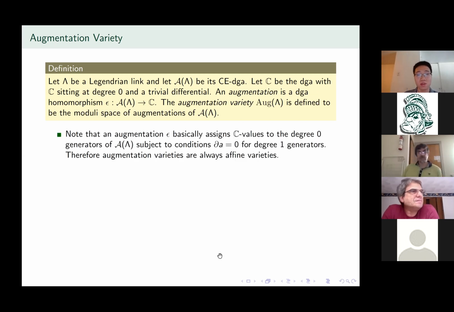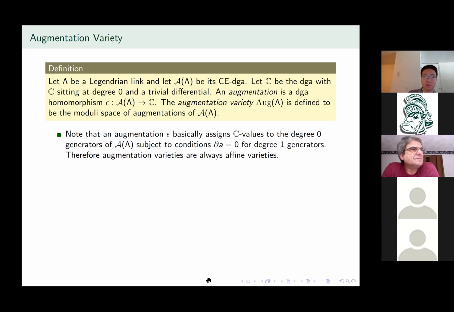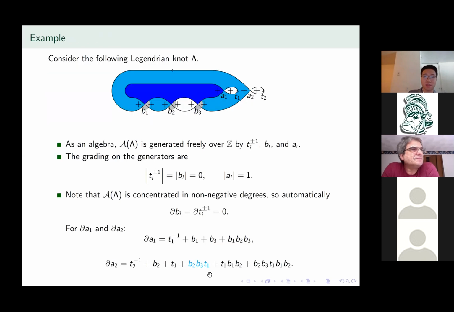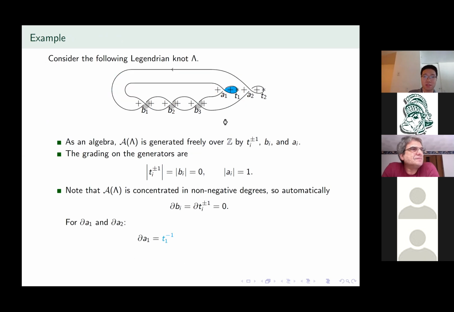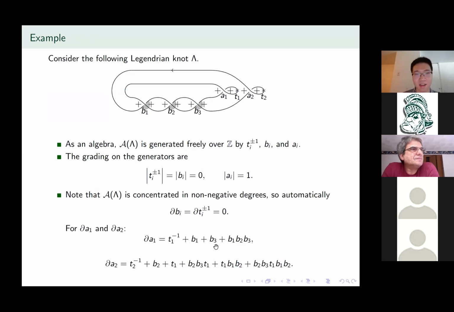On the previous slide, can you show what disk corresponds to the term T1? T1 here? Is this the one you're looking at? Is this the one, T2 inverse, or T1 inverse? Yeah. Oh, okay. Yes. Okay. All right.